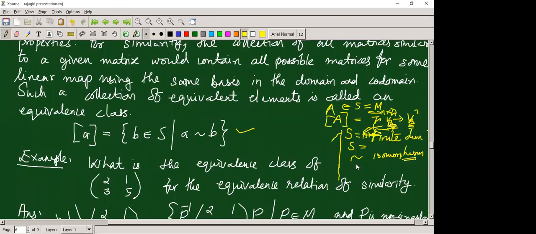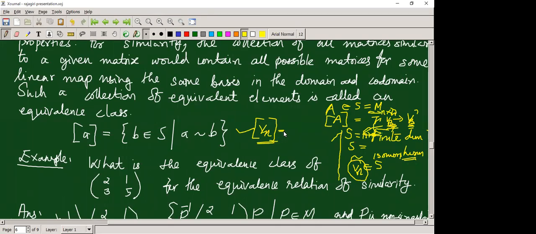If you take a finite dimensional vector space, V belongs to S. Suppose the dimension of V is equal to n. So the question is, what is the equivalence class containing this vector space? V is a vector space, not a vector actually. I am denoting this as a vector space that belongs to S of dimension n. This is not a coordinate matrix. This is actually the equivalence class of this vector space of dimension n.